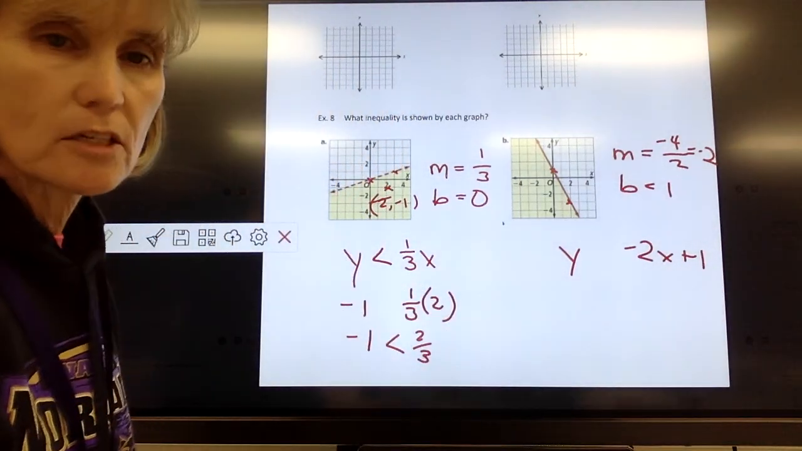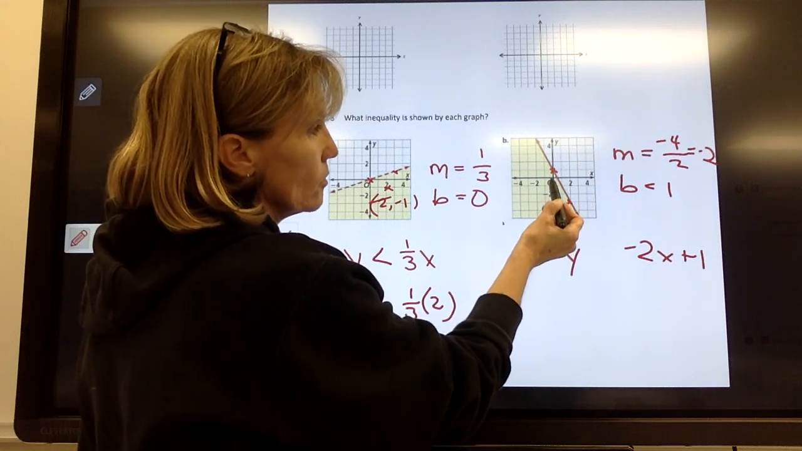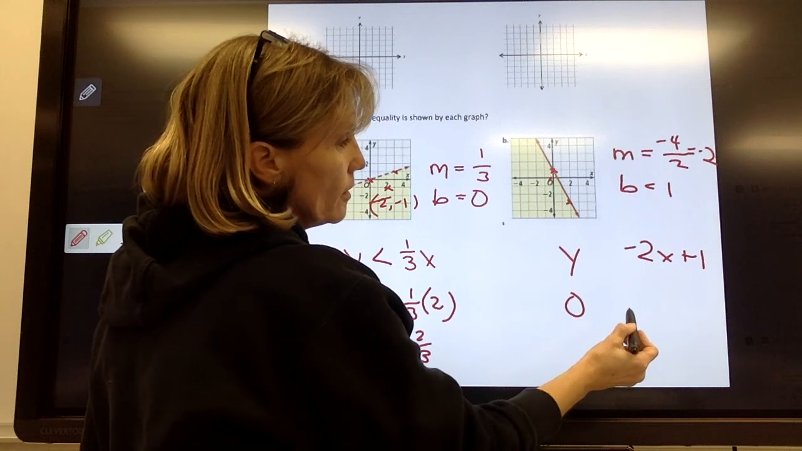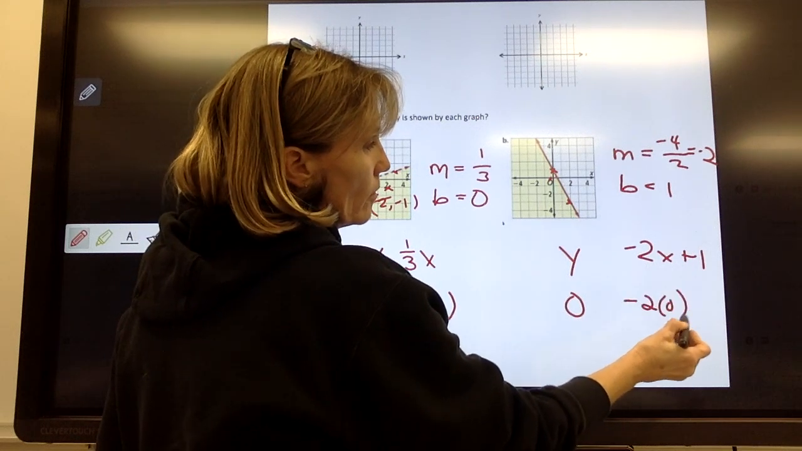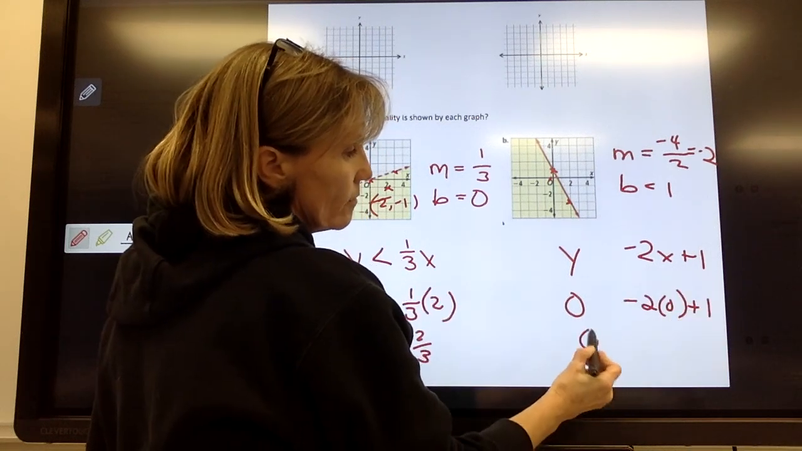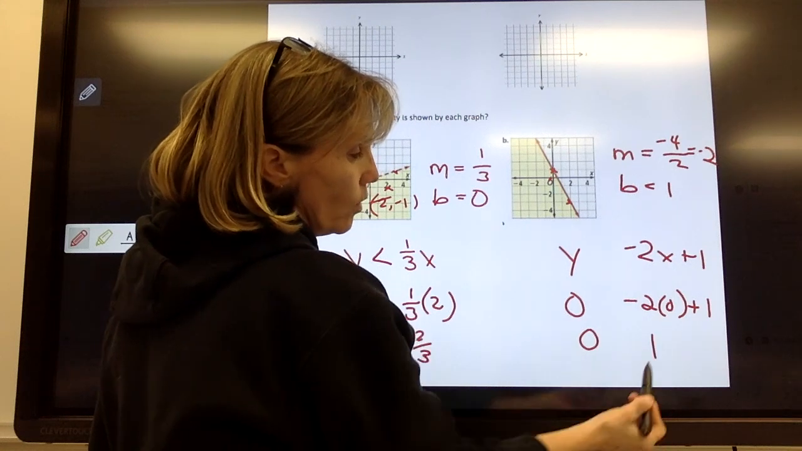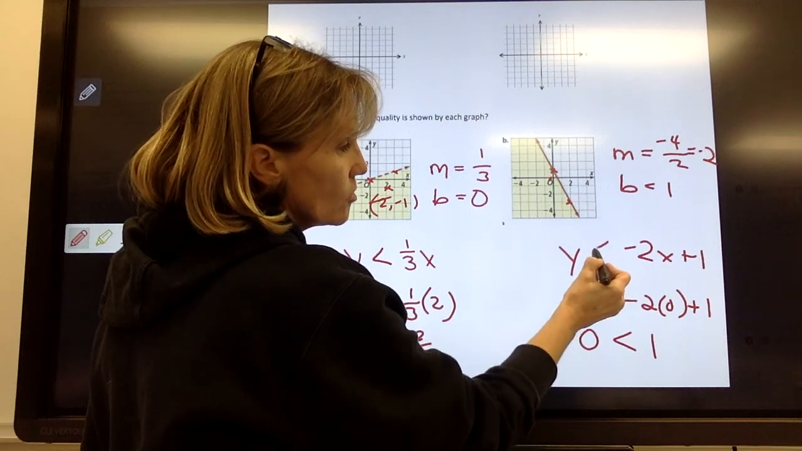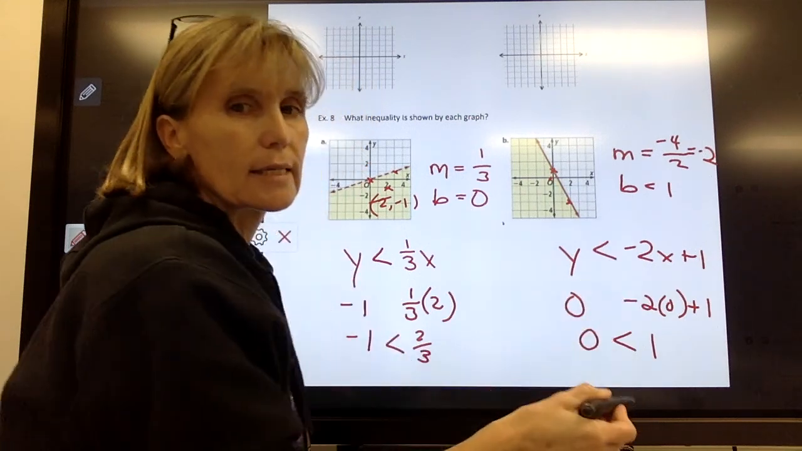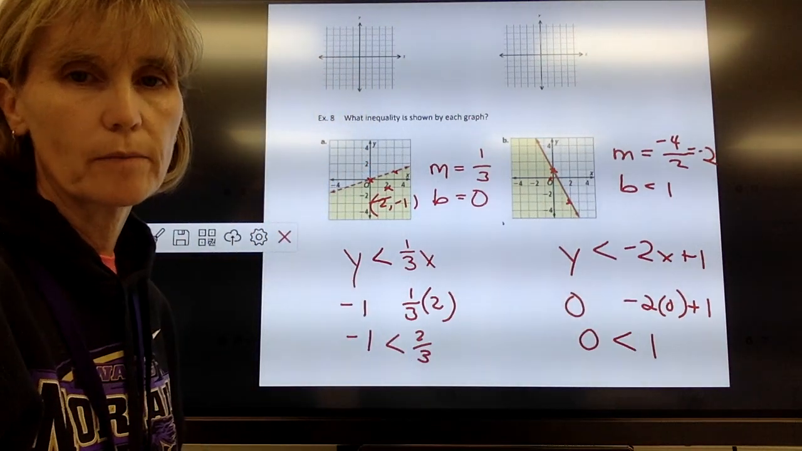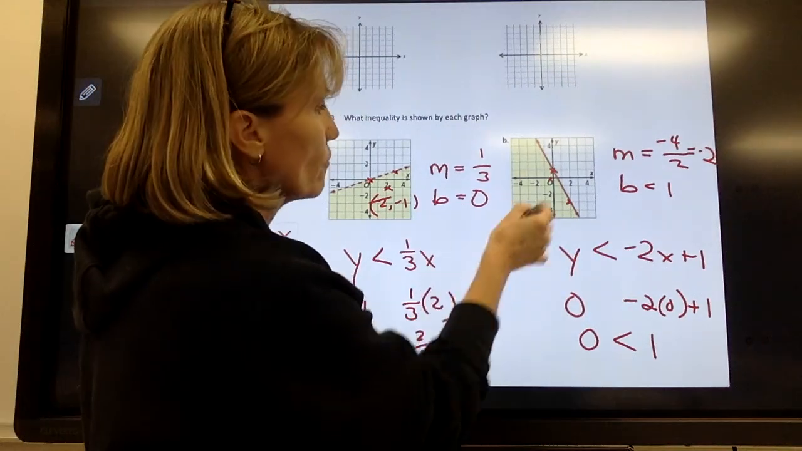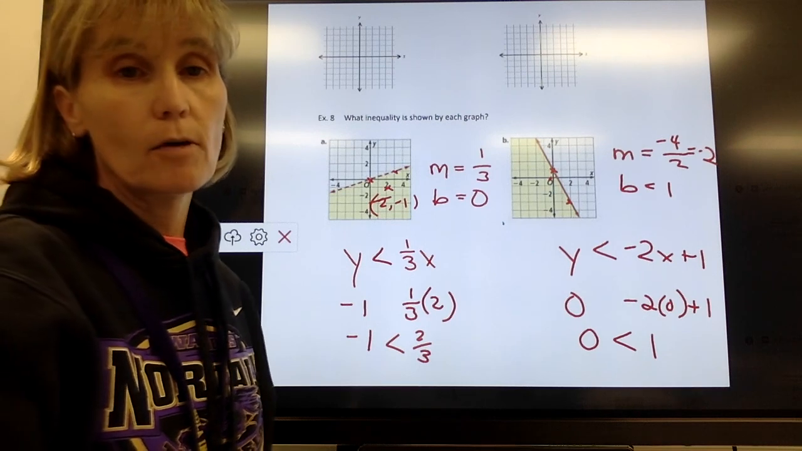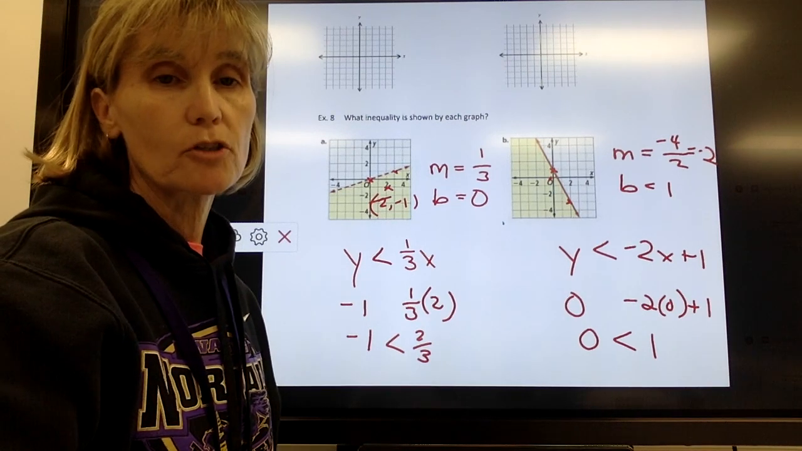Again, I want this to be a true statement, so I can pick 0, 0. 0, 0 is shaded. So when I put 0 in here for x and y, I'd have 0. This would be 0 plus 1. What inequality would fit in there to be true? That's another less than. 0 is less than 1. So I'd put the inequality y is less than negative 2x plus 1. So you're creating the inequality for the graph that you see. Okay? Go ahead and find the worksheet on PowerSchool and give it a shot.